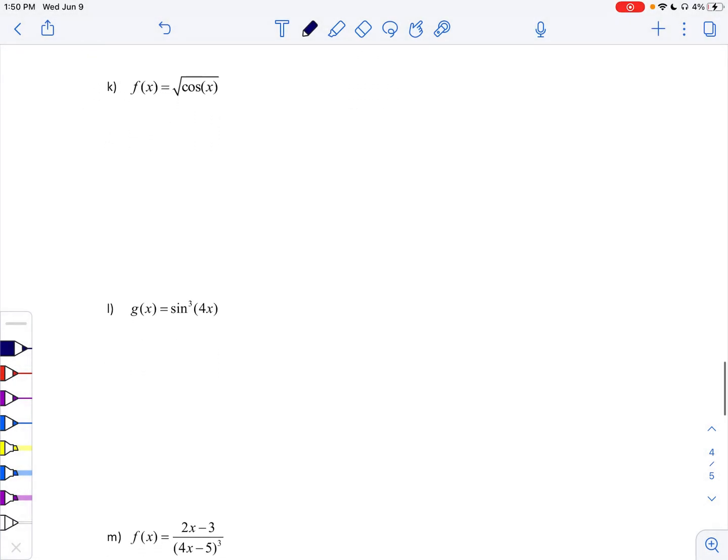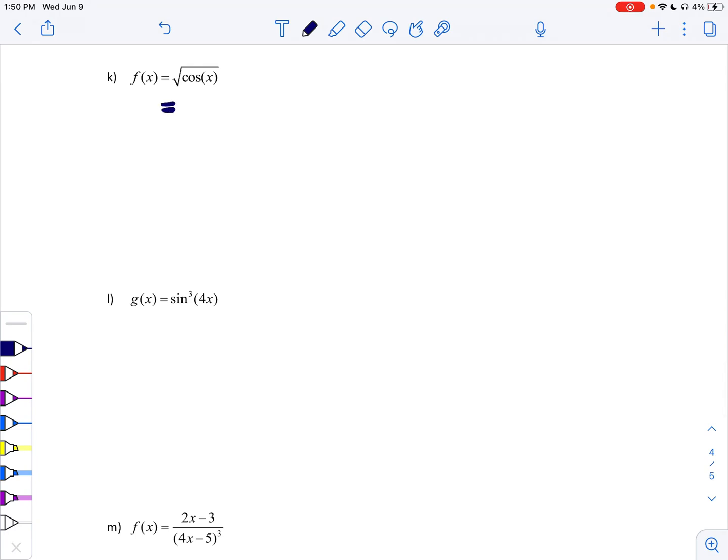All right, let's do another one with our trig functions. So here we have the square root of the cosine of x. So I'm going to start by just rewriting this as cosine of x to the power of 1/2. So the power of 1/2 is our outside function, the cosine is our inside function.